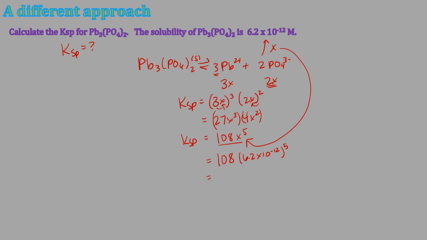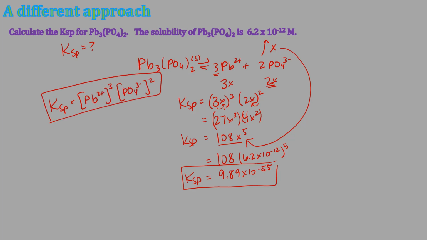9.89 times 10 to the negative 55. And so that's my Ksp. And remember, Ksps do not have any units. Ks don't have any units. And just to be on the safe side, I'm going to write my expression as well. So this is a different kind of problem.